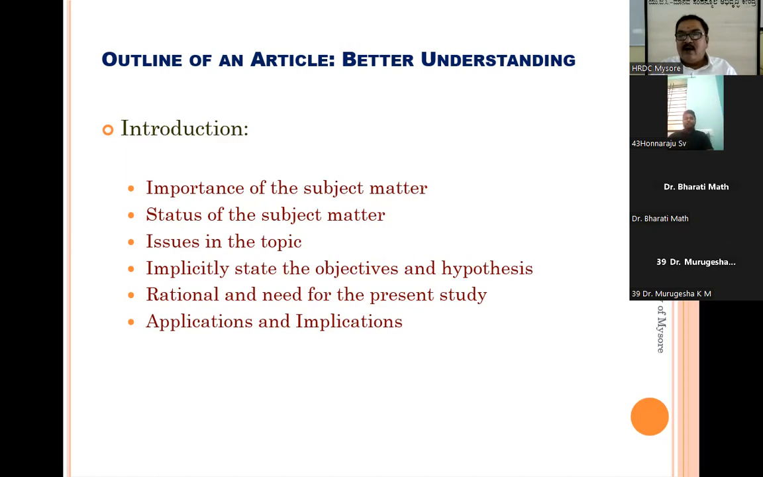And at the end, you have to write about the rationale and need for the present study. Why you are doing this study at this point of time, that has to be written. And if there are any applications and implications for the society or the government, you have to mention that also. How could the paper help the society? How could the paper help the people or the government or particular sections? How could it help? That has to be written in the introduction.